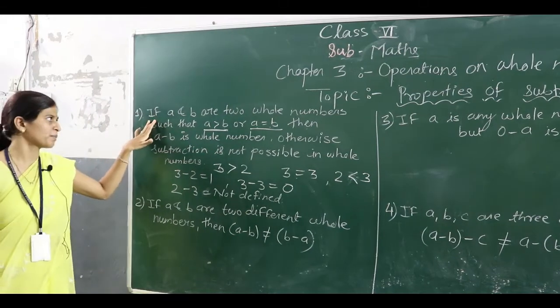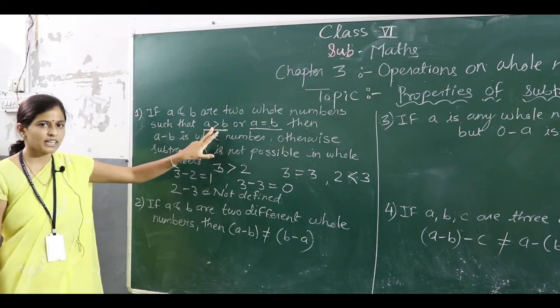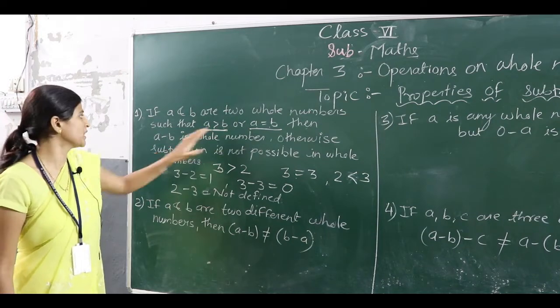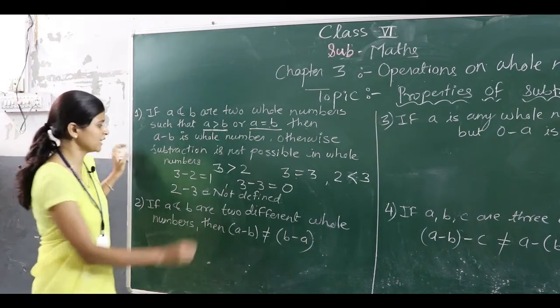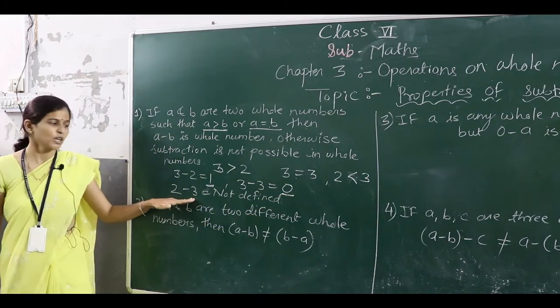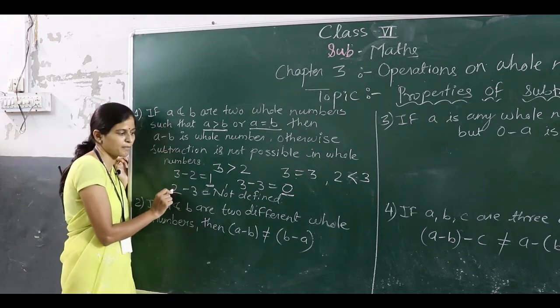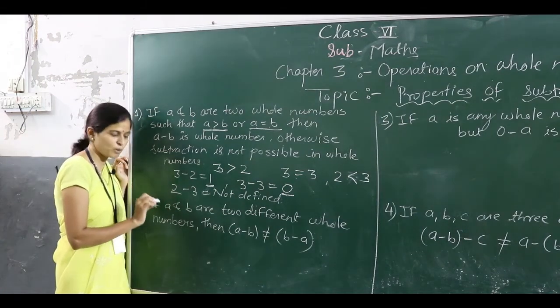So the first property of subtraction is: if a and b are two whole numbers such that a is greater than b or a equal to b, then a minus b is a whole number, which means the answer comes as a whole number. Otherwise subtraction is not possible. If we subtract a bigger number from a smaller number, subtraction is not possible.